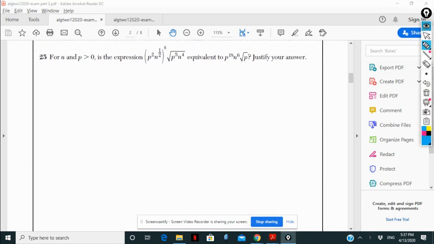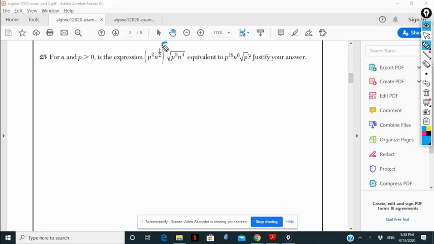The first part: if n and b are more than 0, is the expression (b to the power 2, n to the power half) all to the power 8, multiplying by the square root of b to the power 5, n to the power 4, equivalent to b to the power 18, n to the power 6, radical b? So first I'm going to simplify the first one.